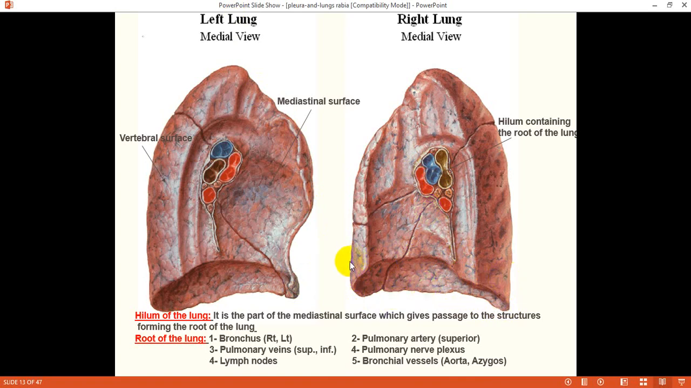Now there are differences between the right and left lung, also observed in gross external features, and there are differences in the internal structure as well. Here we'll discuss the gross external differences.